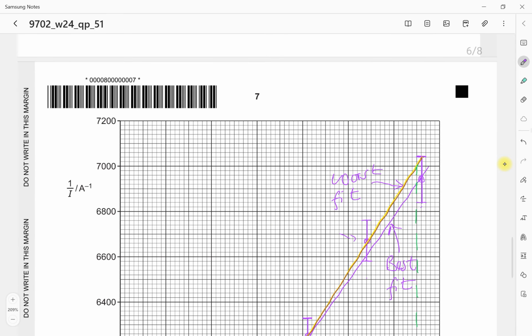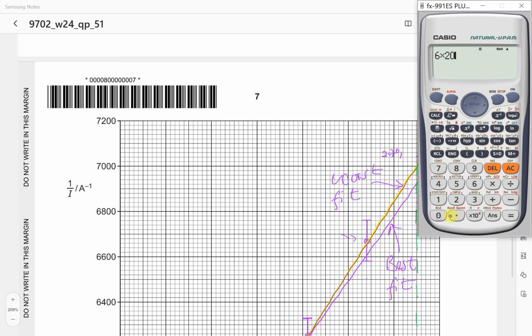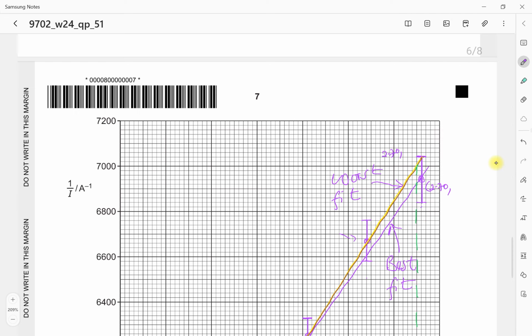On the x-axis they both have 2.70. This one also has 2.70. Then on the y-axis, best fit has, let me see, 1, 2, 3, 4, 5, 6. 6 times 20 is 120. I'm adding 120 to 6,800. So that is 6,920. So I think this is 6,920.